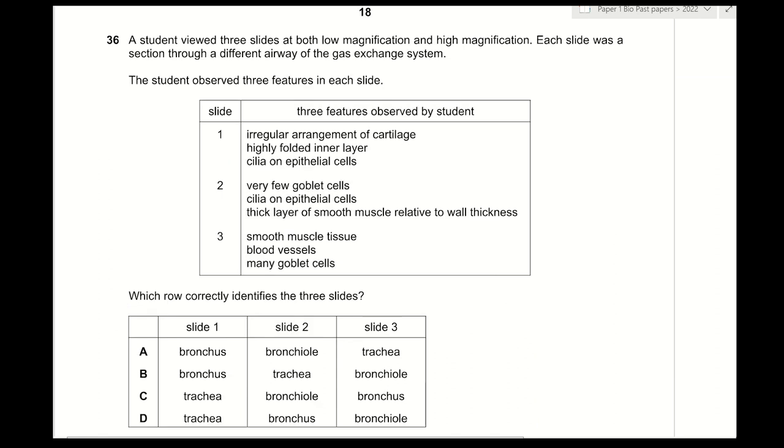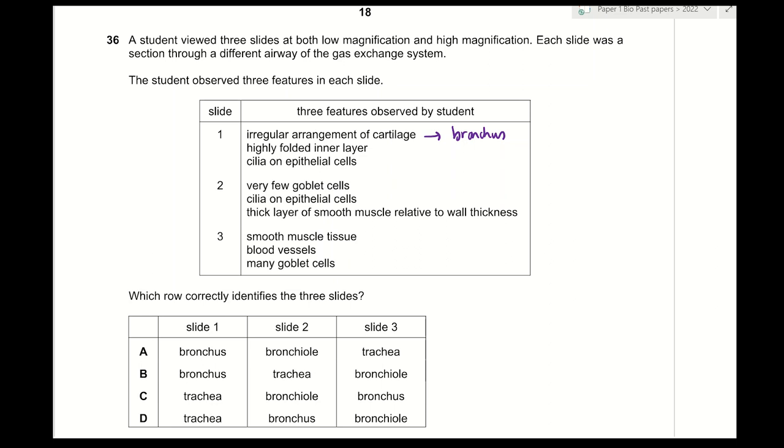Question number 36. A student viewed 3 slides at both low magnification and high magnification. Each slide was a section through a different airway of the gas exchange system. The student observed 3 features in each slide, which shows correctly identifies the 3 slides. 1. Irregular arrangement of cartilage, highly folded inner layers, cilia and epithelial cells. So irregular arrangement of cartilage is going to be the irregular blocks. This means that it's definitely going to be the bronchus. Only 2 components in the gas exchange system have cartilage. It's the trachea and the bronchus, but the trachea has C-shaped cartilage, not irregular. Therefore, this must be the bronchus.